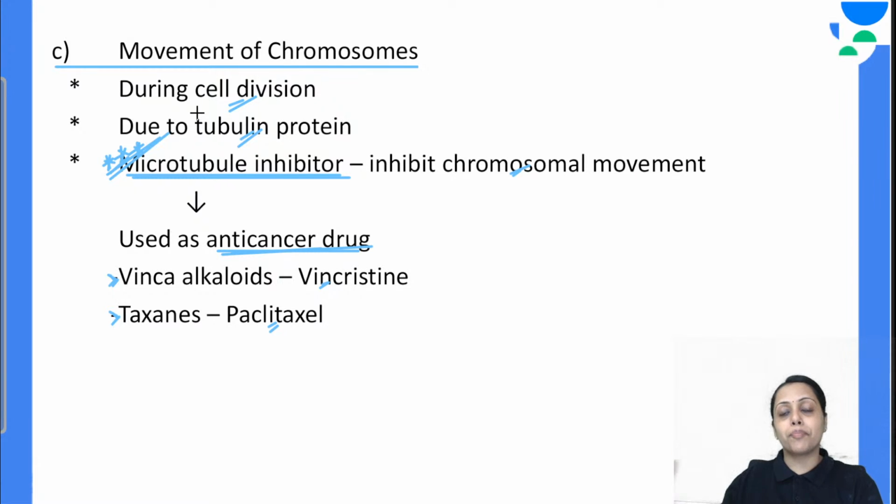So all the functions of microtubule, is this clear with everybody? Do reply fast. Shall we proceed further?